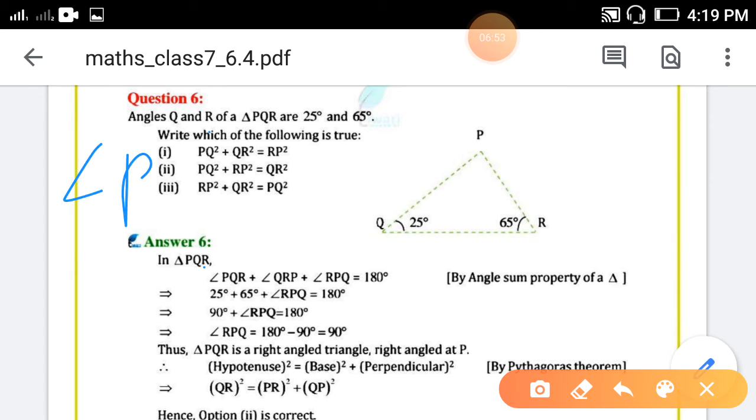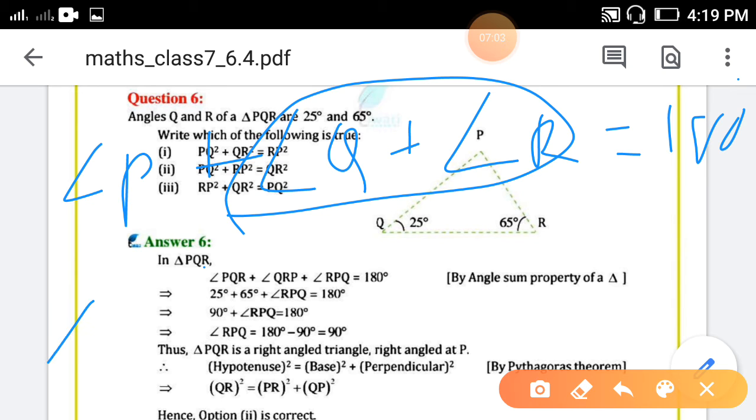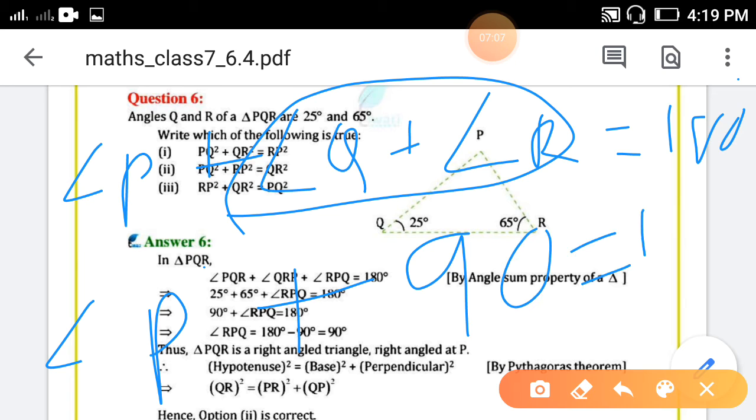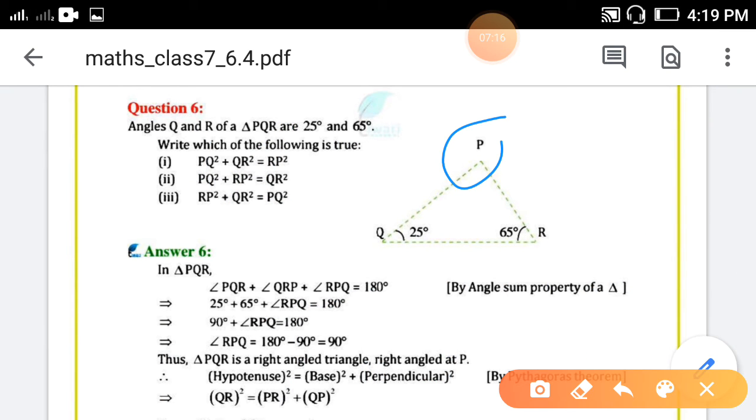Angle P plus angle Q plus angle R is equal to 180 degrees. Now Q and R are 25 plus 65. So angle P plus 25 plus 65, which is 90, is equal to 180. So angle P is equal to 180 minus 90. So angle P is 90 degrees.